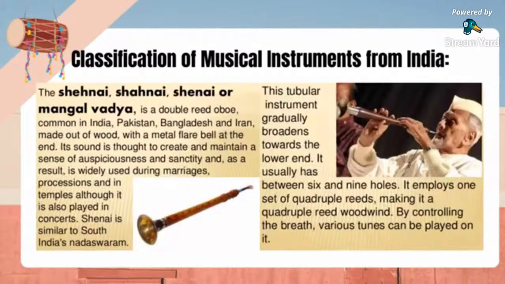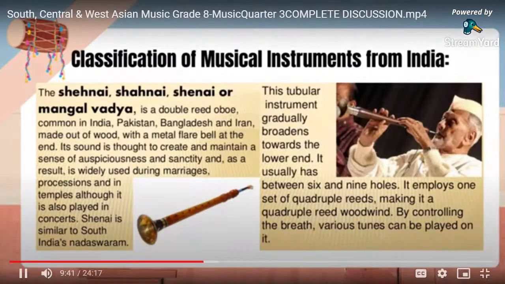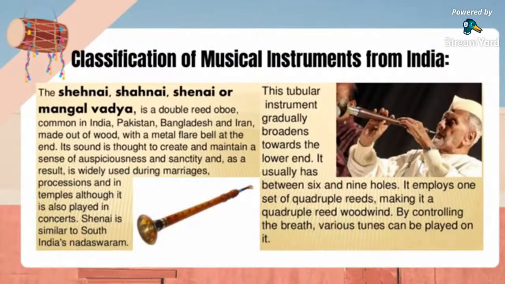The shehnai, or mangalvadya, is a double reed oboe, common in India, Pakistan, Bangladesh, and Iran, made out of wood, with a metal flare bell at the end. Its sound is thought to create and maintain a sense of auspiciousness and sanctity and, as a result, is widely used during marriages, processions, and in temples, although it is also played in concerts. Shehnai is similar to South India's Nadaswaram.